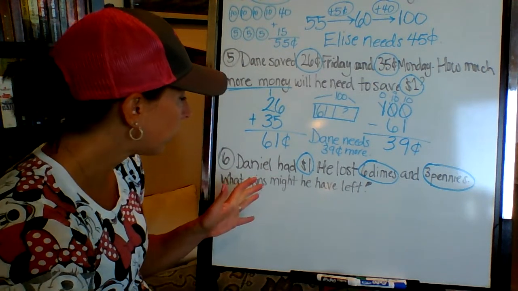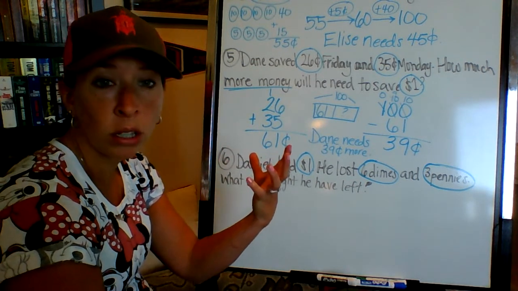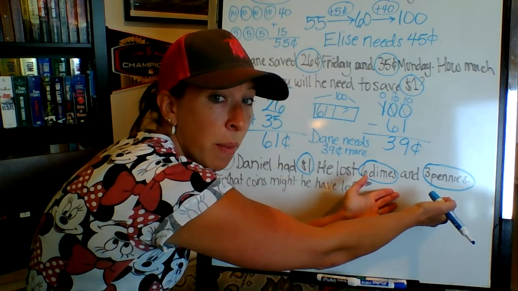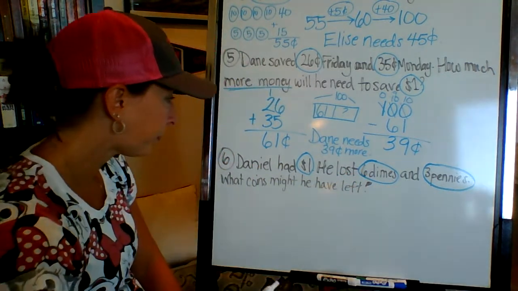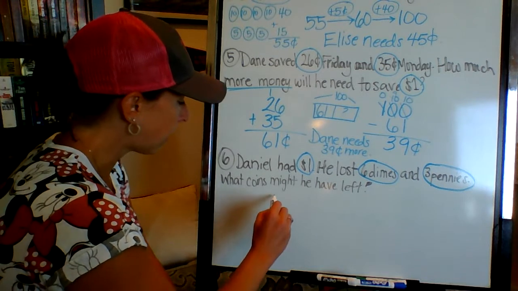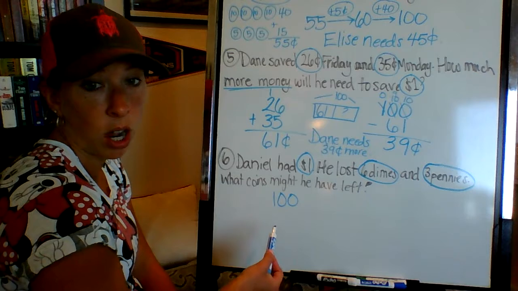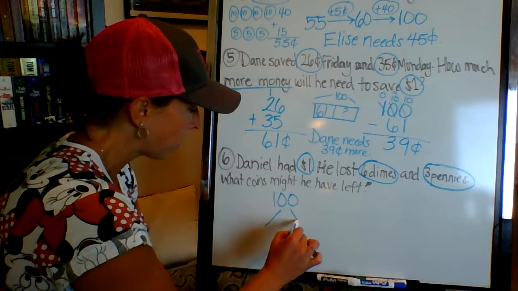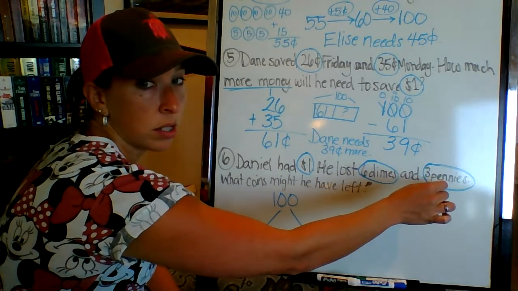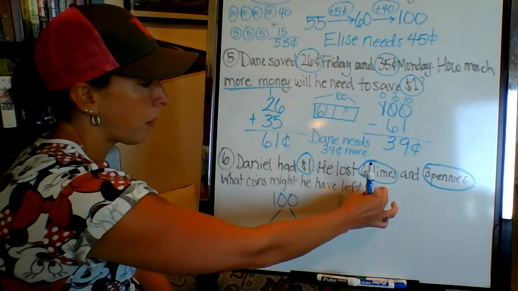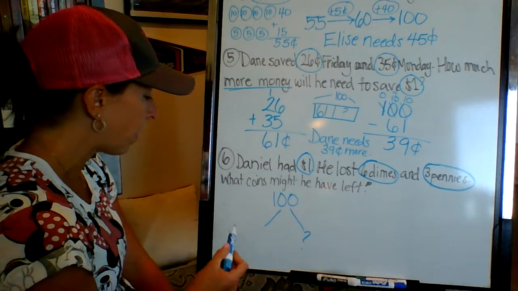So he had $1. We know that's going to be my whole. And we know one of the parts, but we don't know the amount yet, okay? So let's get a number bond just so we know what we're looking for. So we know he started with $1 or 100 cents, okay? We know one of the parts, kind of, but we don't know the other. So let's figure out this part by counting 6 dimes and 3 pennies.